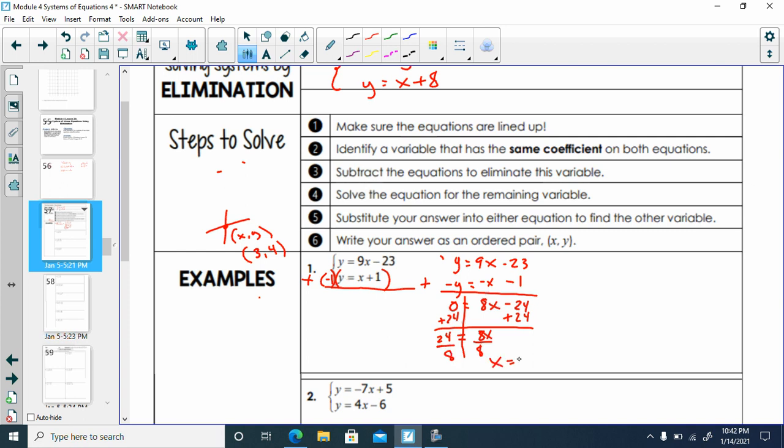X is 3. How do we find the y if we've got the x? Remember, we're talking about a point where these two connect, right? Our x is 3. Let's find our y. Choose one of these and plug it in. This looks like my easiest one. Y is equal to x plus 1. So see, we found x.